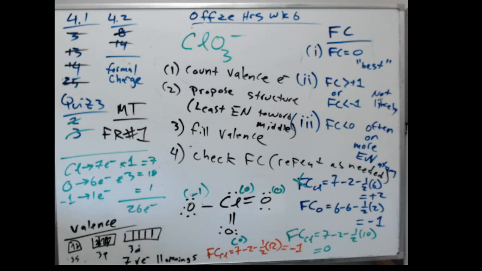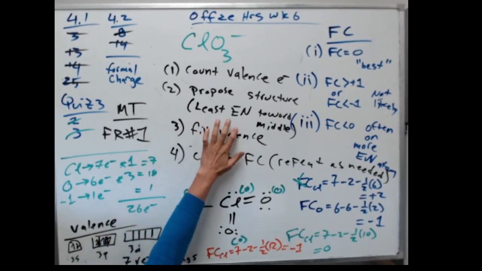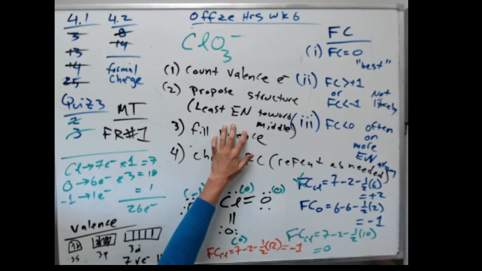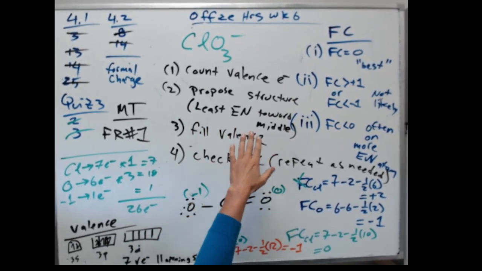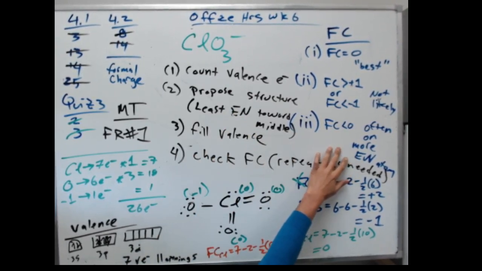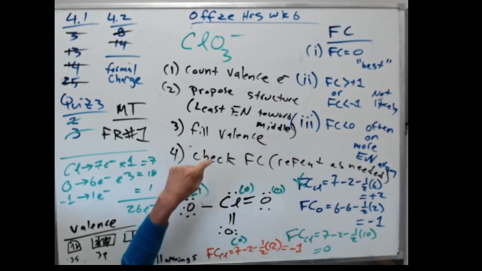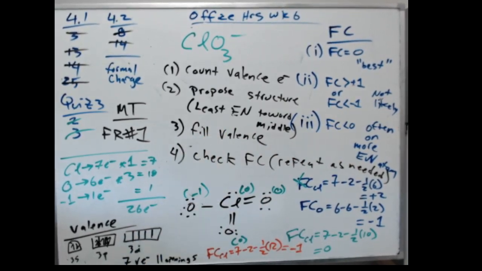Wait, why is that? That's where I'm lost. Because usually when we're proposing our structure, we put the least electronegative thing towards the middle, and then the more electronegative thing usually gets the minus. So it's these two things working together that make it so the middle usually ends up going towards 0. Doesn't always happen. There are some nitrogen-containing compounds where we end up with +1s in the middle, but this is pretty common.